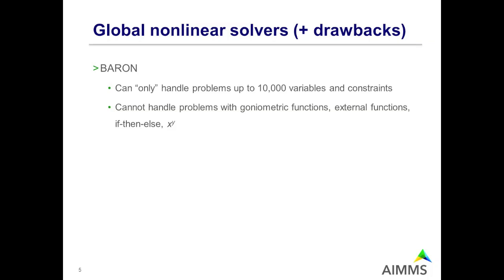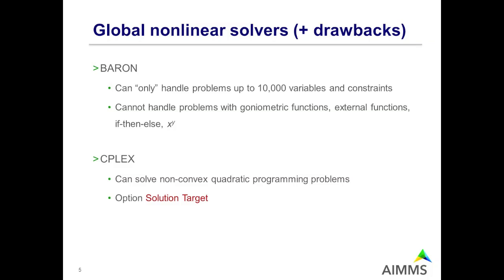If we talk about global solvers, we normally speak about nonlinear solvers. I also want to mention CPLEX here, because traditionally CPLEX could only solve convex quadratic programming problems, but since the latest versions, 12.5 and 12.6, it can also solve non-convex quadratic programming problems, and does something similar to BARON to solve them. So that's somewhat global optimization. If you're interested in that, this is controlled by the CPLEX option solution target.